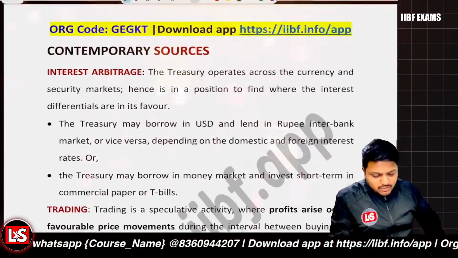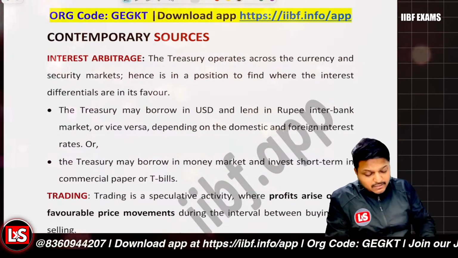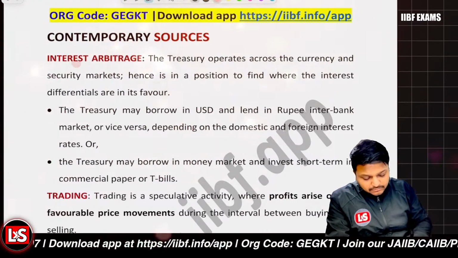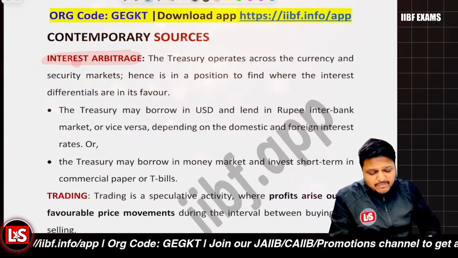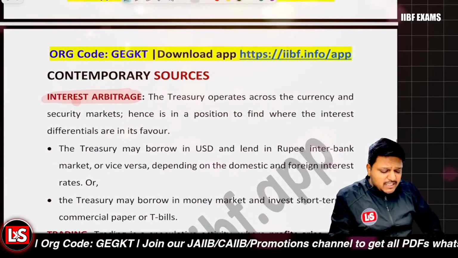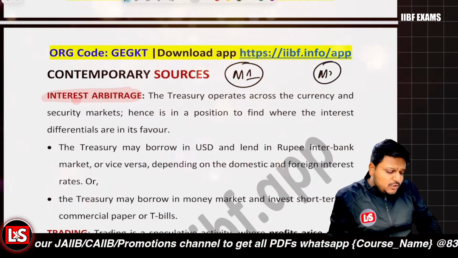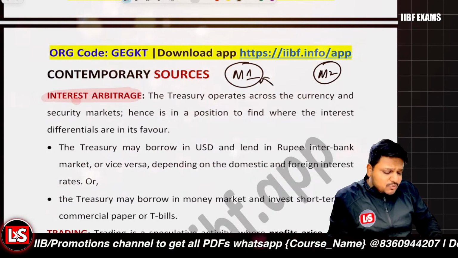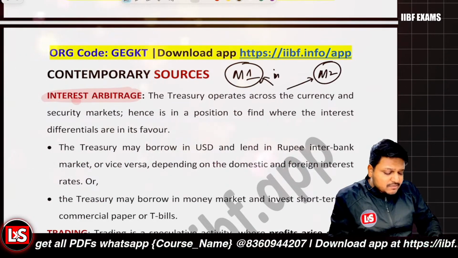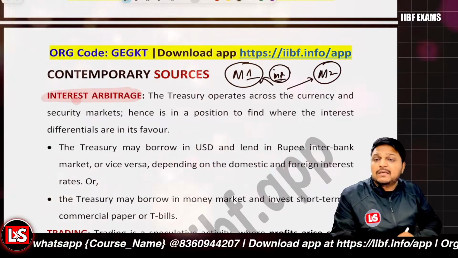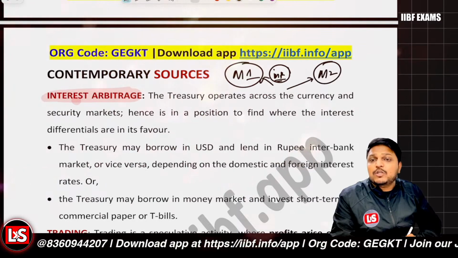The other one is about the contemporary sources. The first one is about interest arbitrage. Interest arbitrage means, let's say the treasury is dealing in multiple markets, M1 and M2. The treasury borrows funds from one market and lends the funds in another market and earns the interest rate, and that is done simultaneously. That is the interest arbitrage that the bank earns.